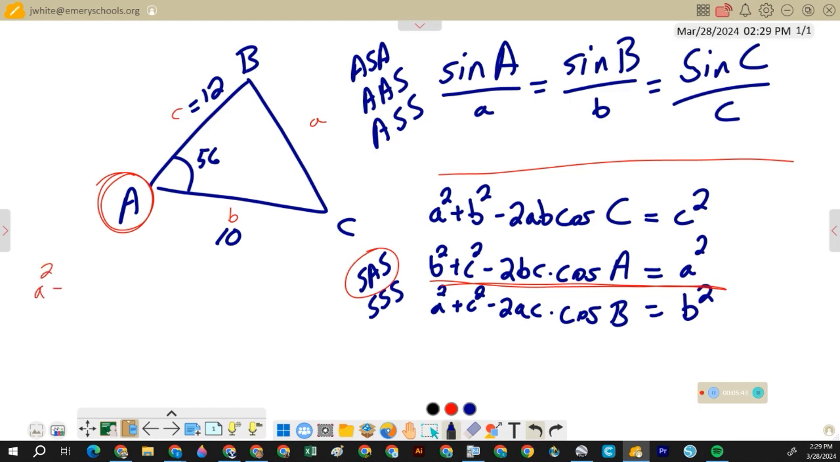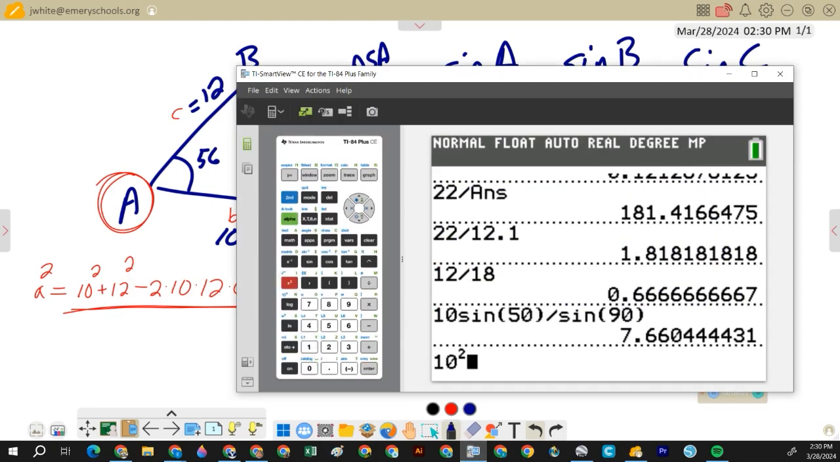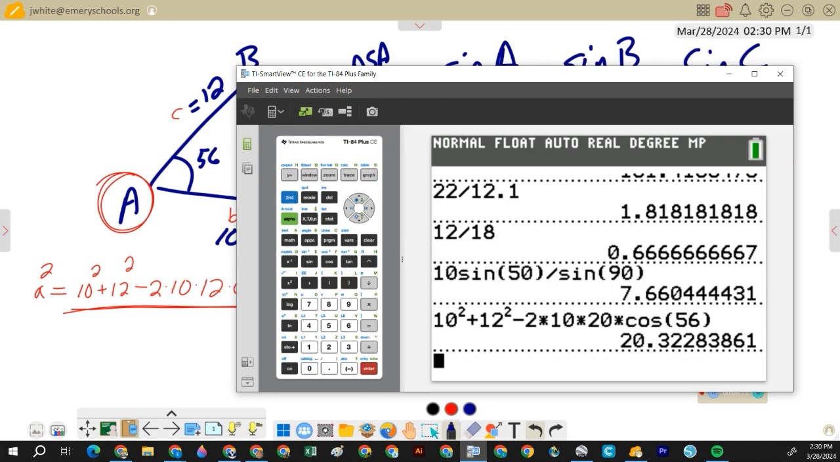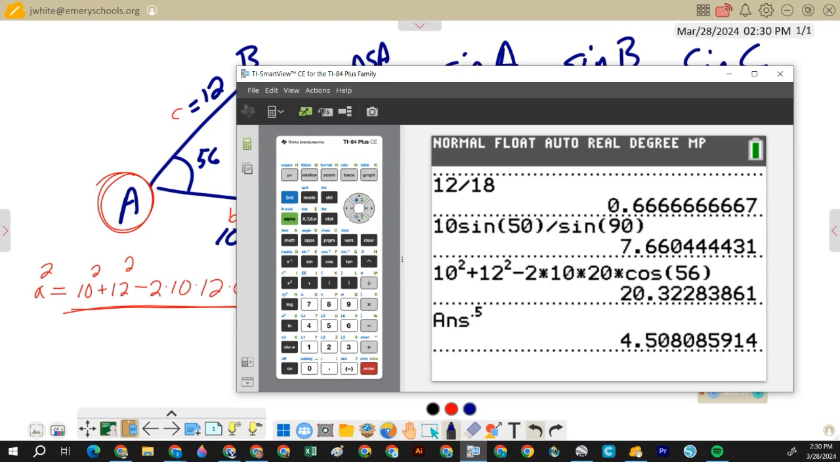So A squared is equal to 10 squared plus 12 squared minus 2 times 10 times 12 times the cosine of 56. And notice there are no variables in there, so I'm just going to plug them all in and then take the square root. So 10 squared plus 12 squared minus 2 times 10 times 12 times the cosine of 56. And raise that to the 1/2. So the answer is 4.5.